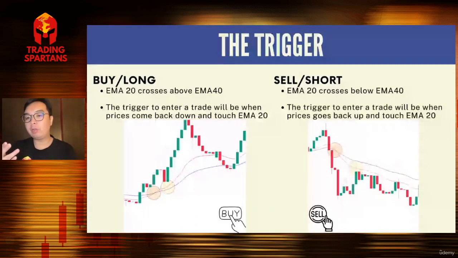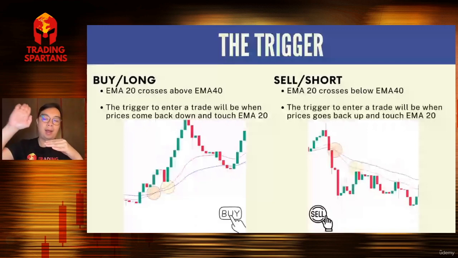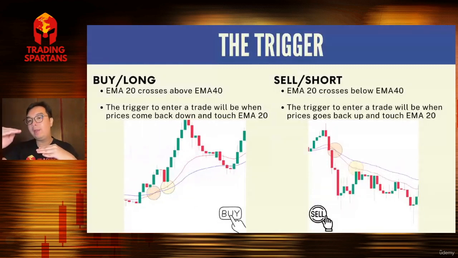Likewise for the short, when EMA 20 crosses below EMA 40, we don't enter the trade straight away. We wait for price to retrace back higher and touch your EMA 20, which is now below your EMA 40, and then that is where we take a shot. Very, very straightforward, very simple.